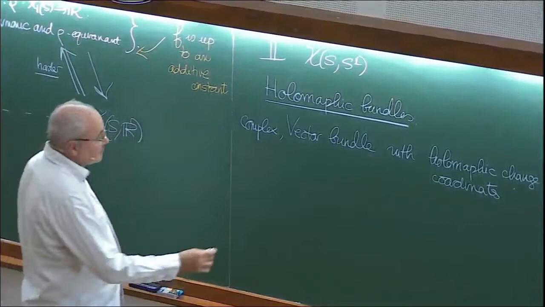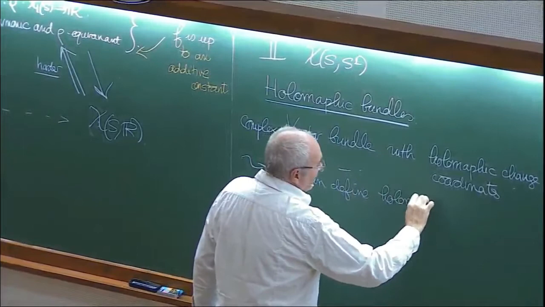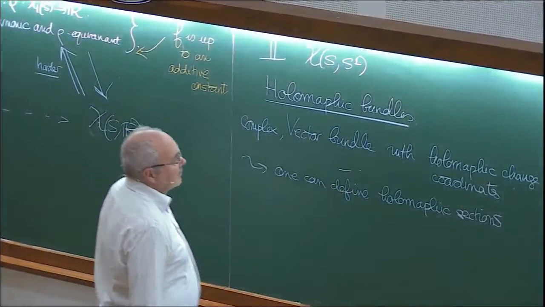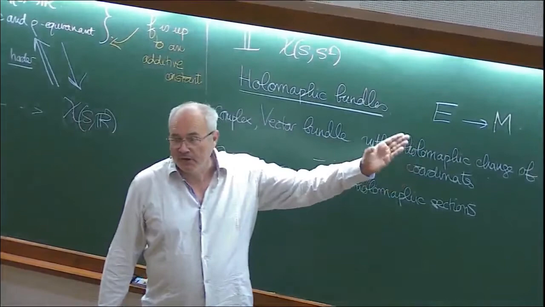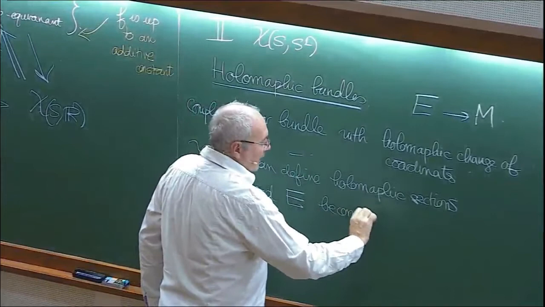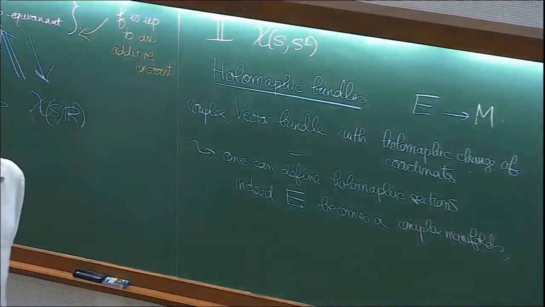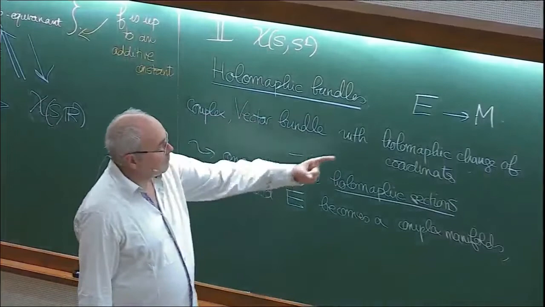So that just means that you can define what are holomorphic sections. Why is it so? Let's denote my bundle E over M. It's just because E, because of this condition, becomes a complex manifold itself. Indeed, E, the total space, becomes a complex manifold itself, meaning that it has charts with value in C^n, with change of coordinates which are holomorphic. So you can define holomorphic sections just as sections of the bundle which turn out to be holomorphic.